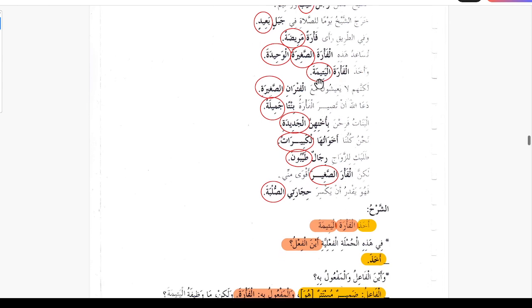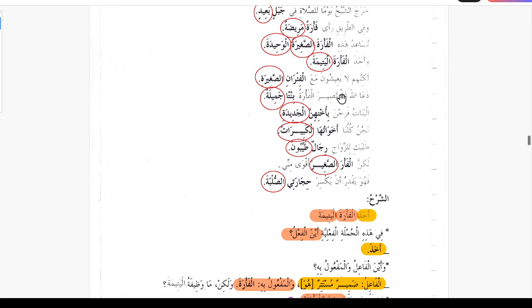Akhaza al-farata al-yatimata, he took the orphan mouse. So same thing, al-farata is coming as maful bihi, so that is why it is mansoob, and the adjective is also mansoob, has al, and is feminine, singular. Lakinnahum la yaishuna ma'al firani sagira, but they cannot live with the little mice. So Firanil Sagira, and this has al.